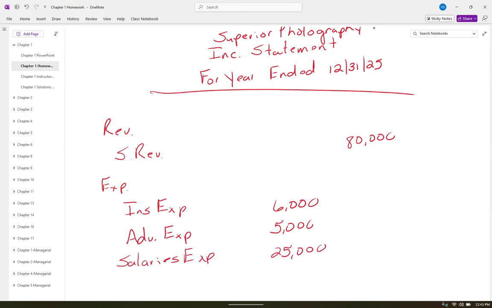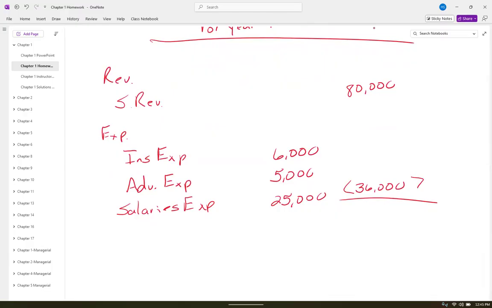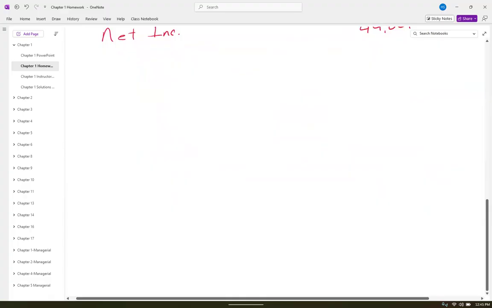If you totaled all those up, and I do think my accounting lab wants you to put that total in right there. You don't necessarily have to write over your total expenses, but all those expenses are going to get subtracted from the revenues. And so we end up, let me draw us a line here, with net income because our revenues are more than the expenses. We end up with net income of 44,000.